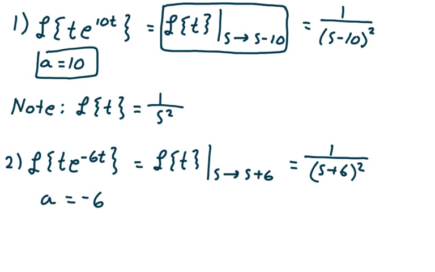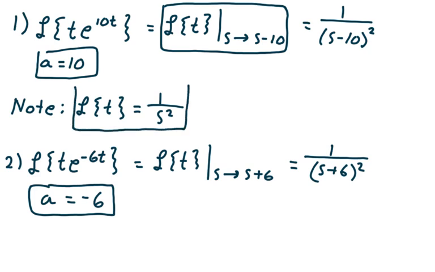In example 2, we want the Laplace transform of te to the negative 6t. So a is equal to negative 6. And so this is equal to the Laplace transform of t where s gets replaced with s plus 6. And again, the Laplace transform of t is 1 over s squared. And so when we replace s with s plus 6, we get 1 over s plus 6 quantity squared. That's example 2.